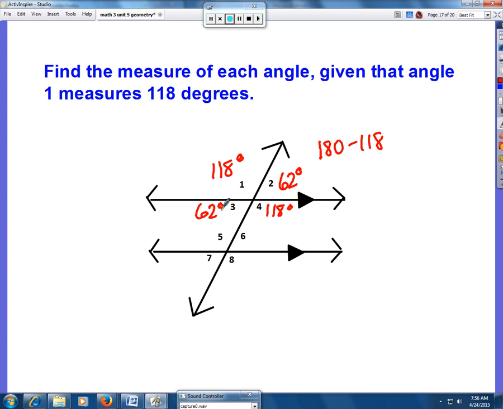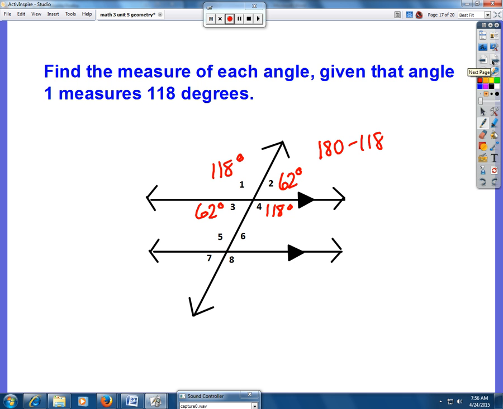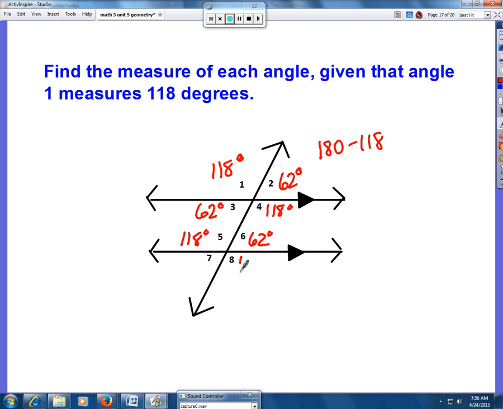So now I have to go back. Do I have corresponding, alternate interior, alternate exterior type of angles here? Alternate exterior angles would be like 1 and 8. And going back a page, alternate exterior angles are congruent, and so are alternate interior. So I could go back and fill that in. Alternate interior, these two are congruent, and these two are congruent. Alternate exterior, 118. So I've got it all filled out. So when you get one angle in parallel lines and transversals, you should be able to get all 8 angles from that one.